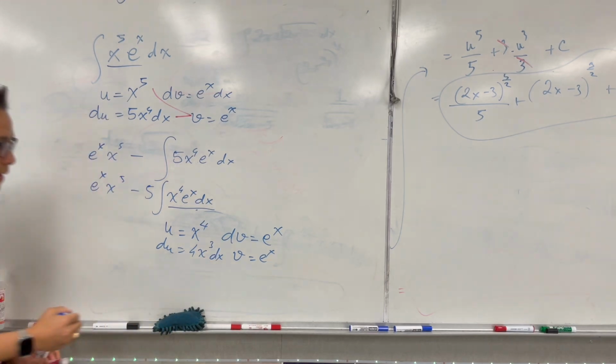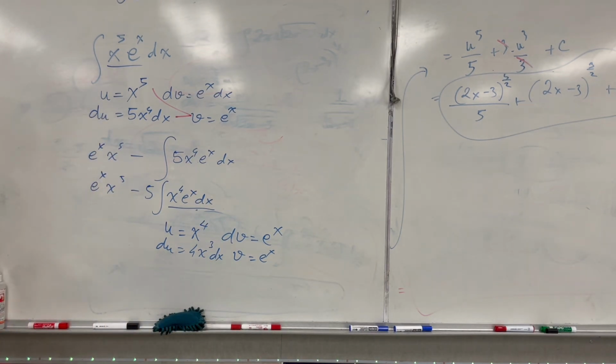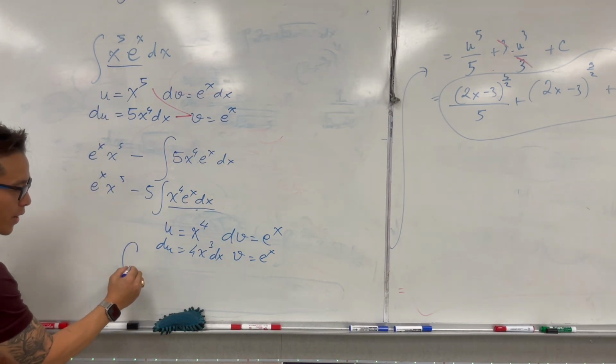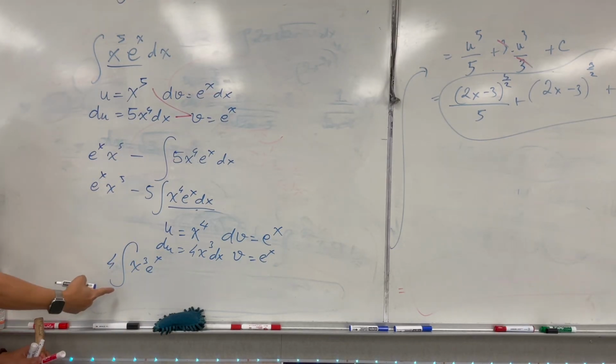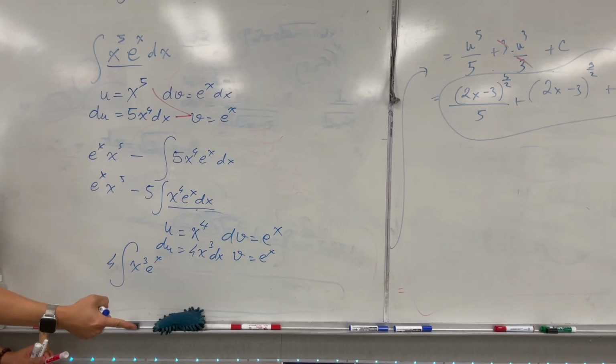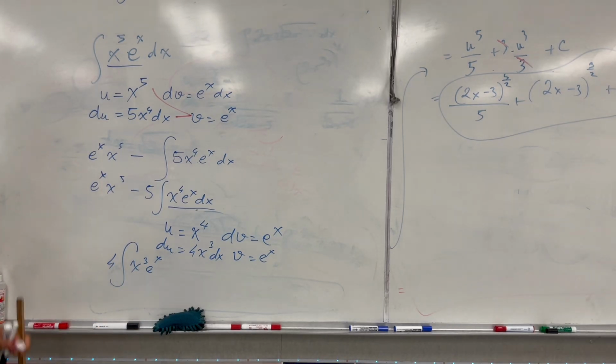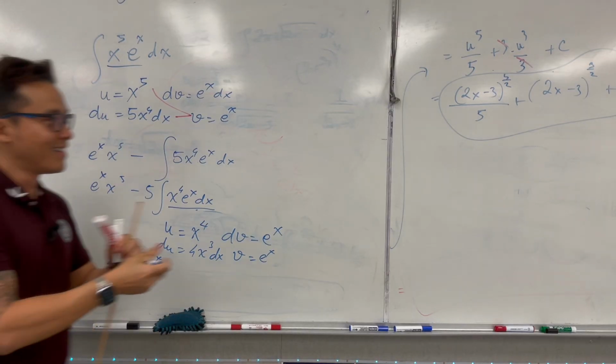I'm going to keep doing it. You're going to see the integral of 4 times x cubed e to the x. You see this one? You're going to do it again. You keep doing it, how many times? 4 times. Just show me the quick way. Okay, now here we go.